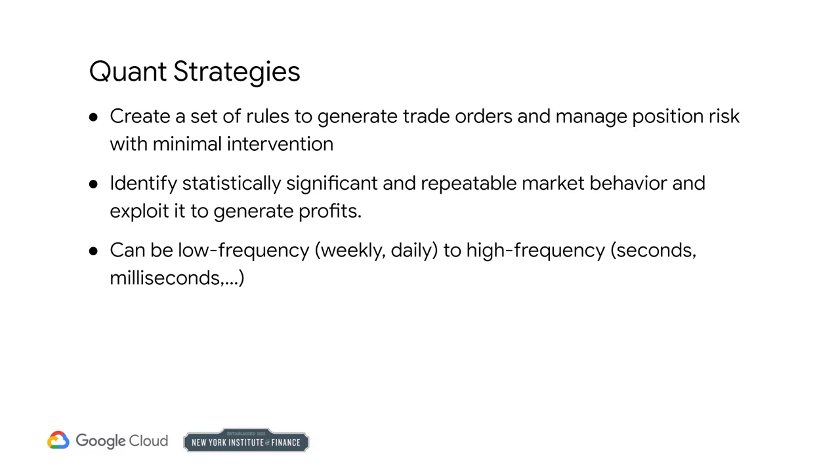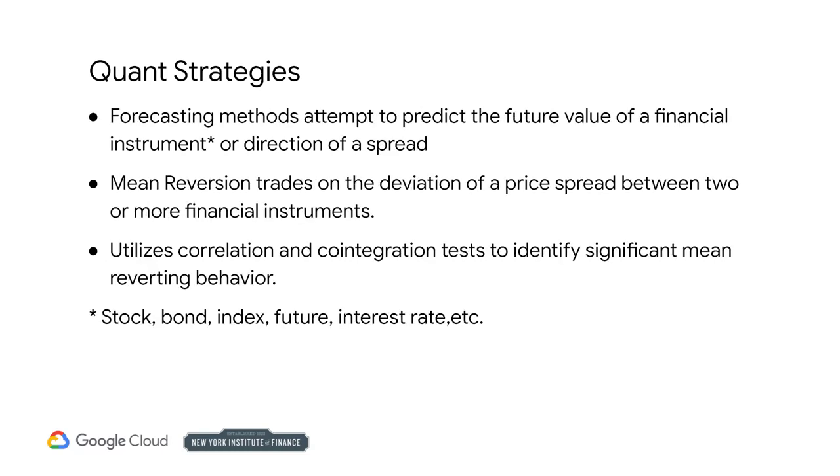Strategies range from low frequency, at least by trading standards, to high frequency. You must implement high frequency trading strategies with software and market interfaces that can handle sub-millisecond order creation and submission. Quant strategies are also a type of forecasting method that attempts to predict the future value of a stock or other instrument or the direction of a price spread between two instruments. These forecasts are based on an observed price response to factors that you have identified as statistically significant in predicting changes in an instrument's price.